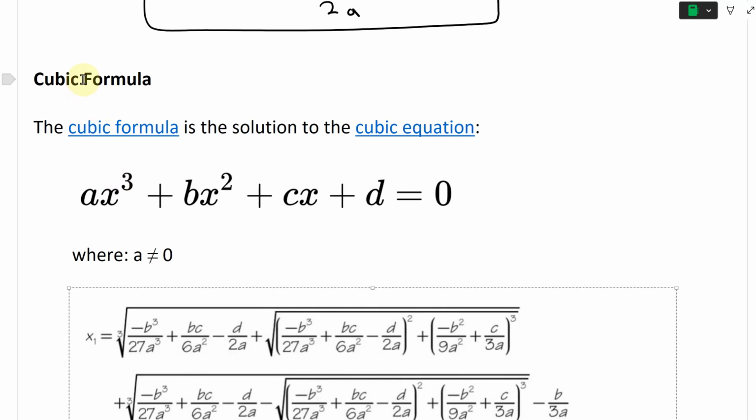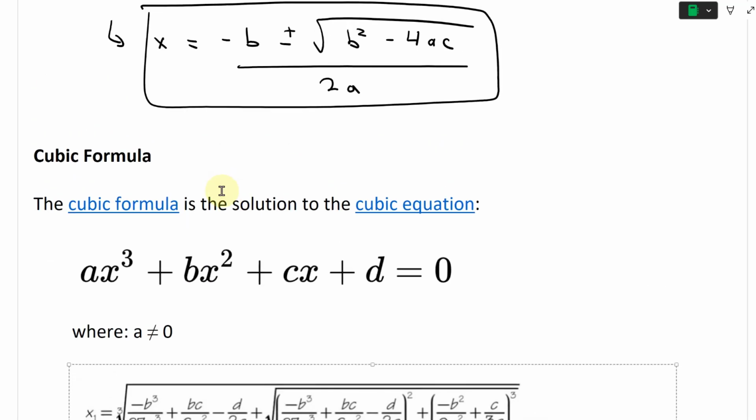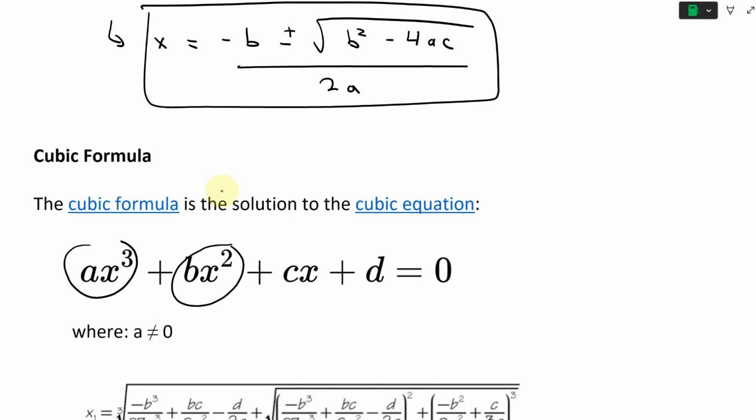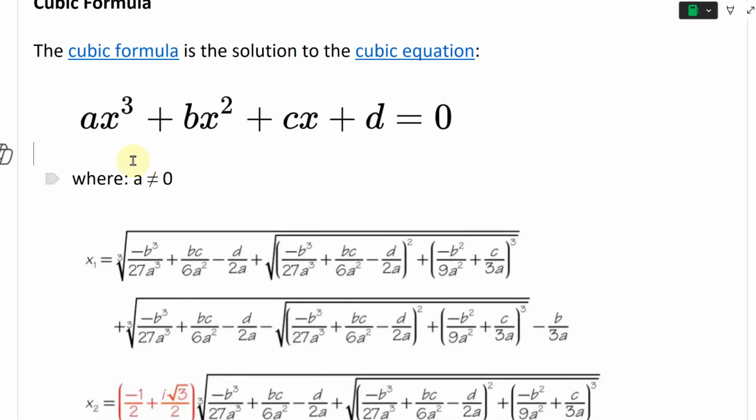All right, so now let's take a look at the cubic formula. The cubic formula is the solution to the cubic equation. So instead of ax squared, now we're dealing with ax cubed, a higher power: ax cubed plus bx squared plus cx plus d equals 0, where a is not equal to 0. Otherwise, if it's equal to 0, then we're just left with the quadratic formula.